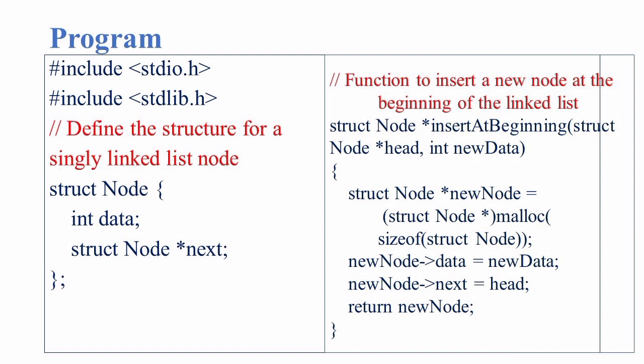The insert at beginning function is defined to insert a new node at the beginning of the linked list. It takes the current head of the list and the new data to be inserted as parameters. Inside the function, a new node is dynamically allocated using malloc. Its data is set to the provided data and its next is set to the current head. Finally, the function returns the pointer to the newly created node, which becomes the new head of the list.